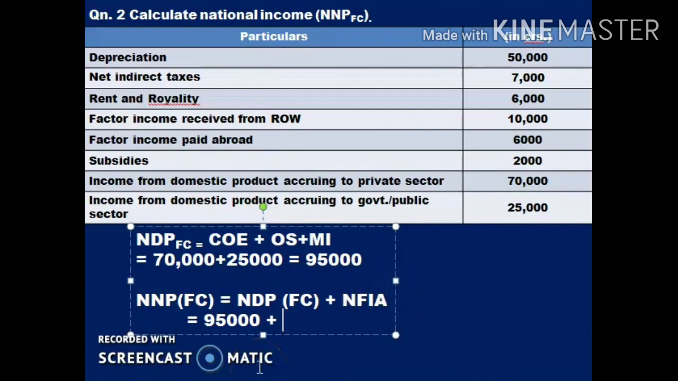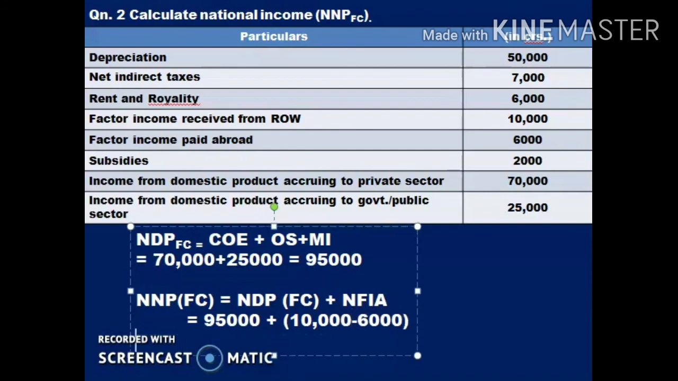In brackets you have to write 10,000 minus 6,000. So it is equal to 95,000 plus 4,000. So what is the answer? It's 99,000.